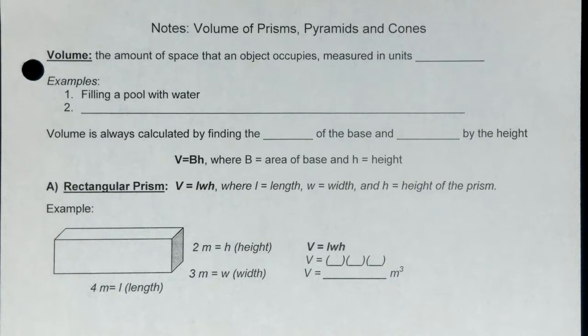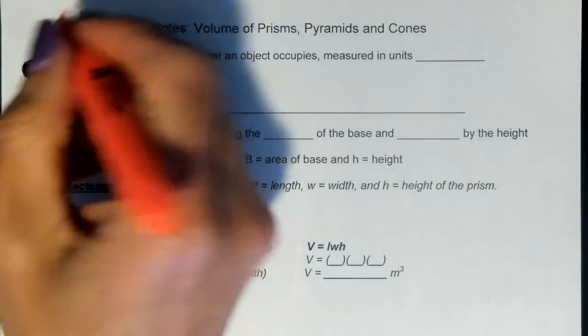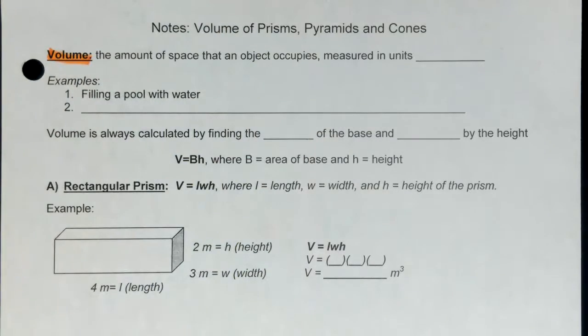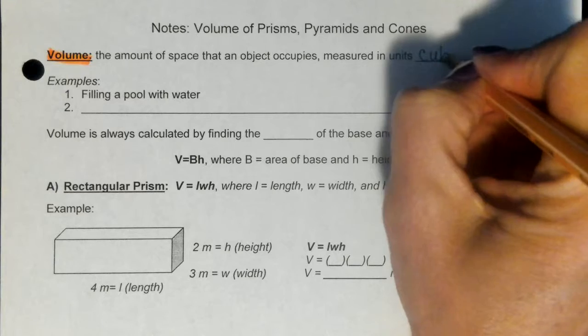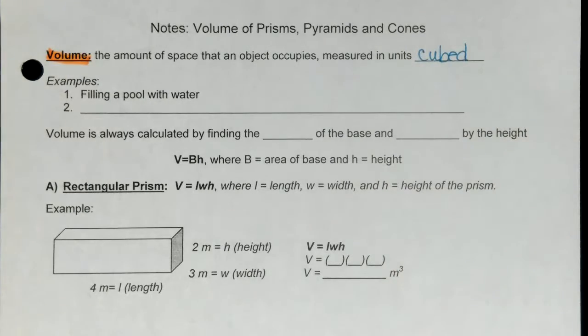At the top, we're going to talk about what volume is. So I have a definition up here that volume is the amount of space that an object occupies, so what it can hold, and it's three-dimensional, therefore it's measured in units cubed because it takes up length, it takes up width, and it takes up height.